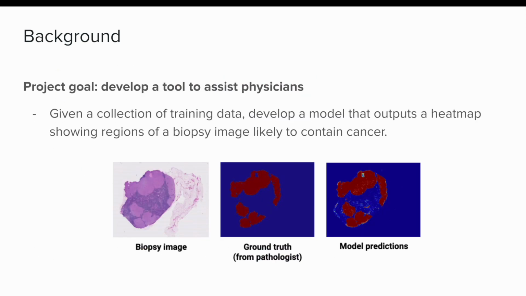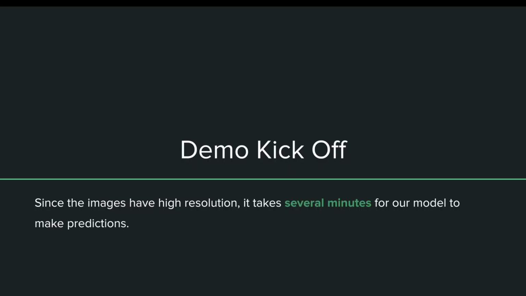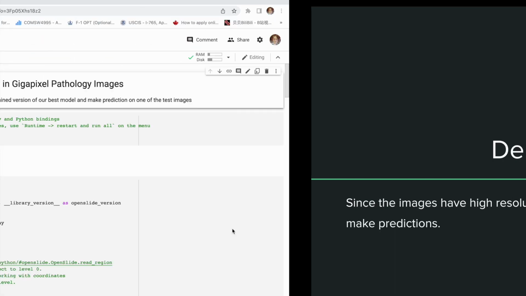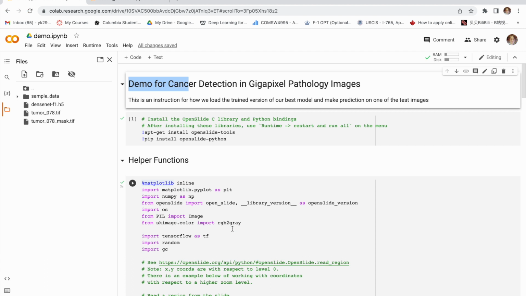So, the goal of our project is to develop a tool to assist the physicians. Given a collection of training data, we will develop a model that outputs a heat map showing regions of a biopsy image likely to contain cancer. Since the images have really high resolution, it takes several minutes for our model to make predictions. So for now, I'd like to first kick off our demo before introducing more details about the project.